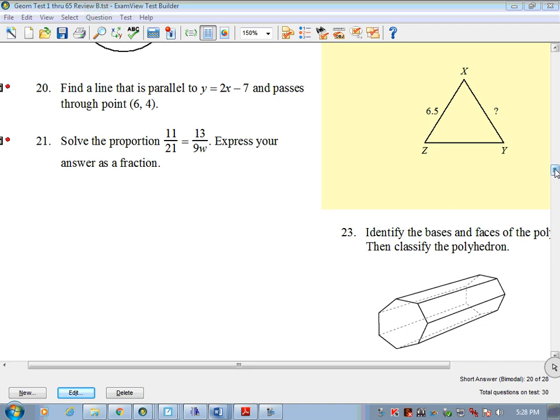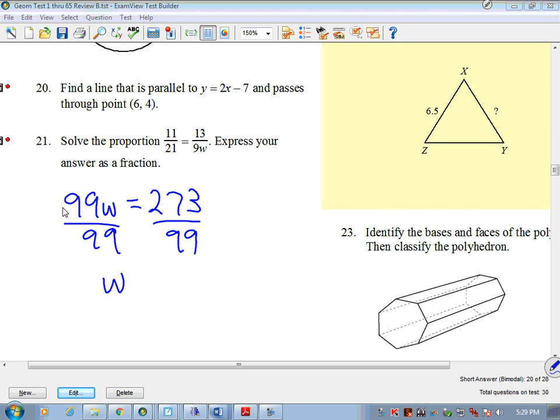Okay, number 21, solve the proportion. Cross multiply and divide. That's all we really need to do here because it's proportional. So we're going to get 99W equals 21 times 13, which you can do. 21 times 13, 273. Okay, divided by 99. W equals 273 divided by 99. Comes out to 91 over 33. Okay, again, we'll check that. 91 over 33 is our answer.